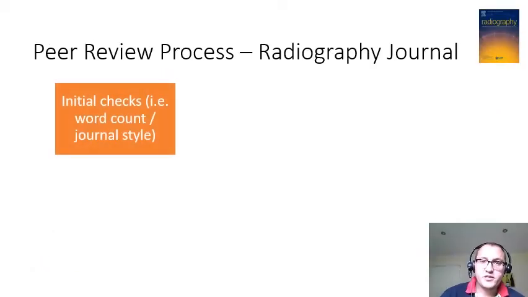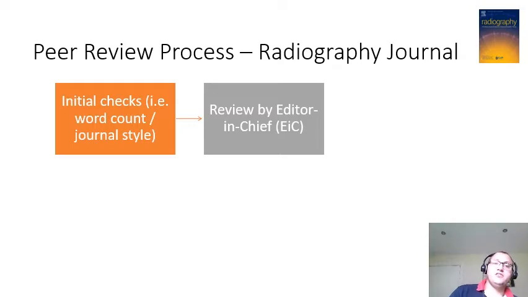So I'd now like to explain a little about the peer review process. This focuses on the Radiography journal, but this is going to be the same regardless of the journal that you submit to. So as an author, you prepare a manuscript and you submit to the journal. The journal will check initially that it fits in with the requirements of the journal, the instructions for authors. Does it have the right word count? Is it in the right style? If it meets all these checks, then it will get sent to the editor-in-chief.